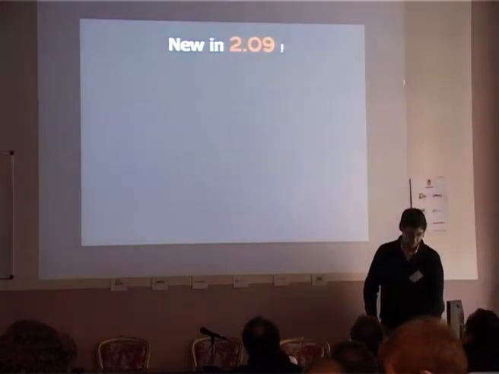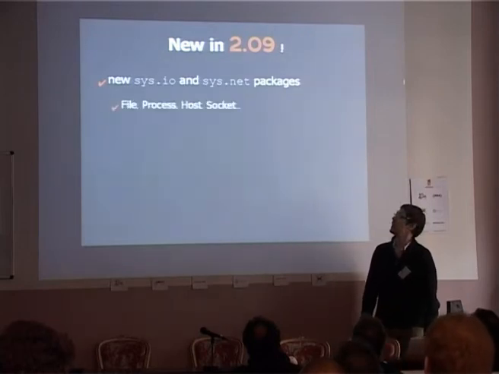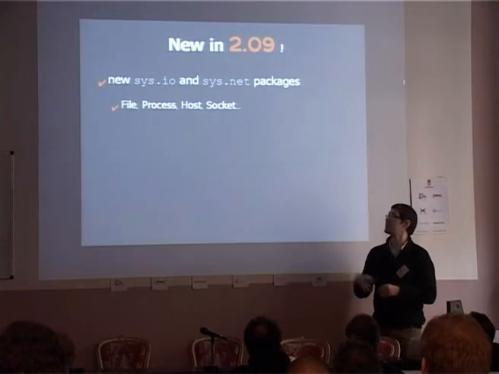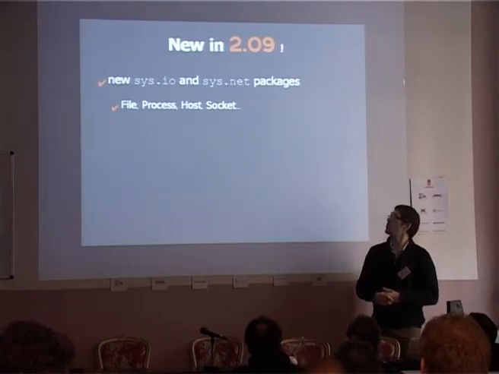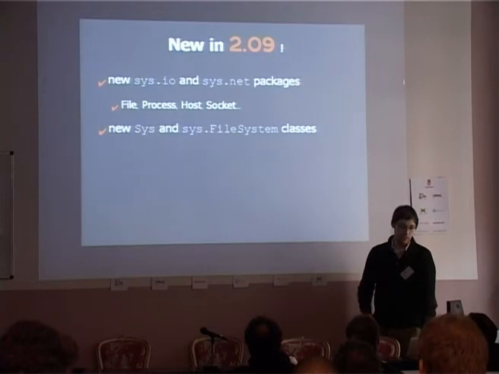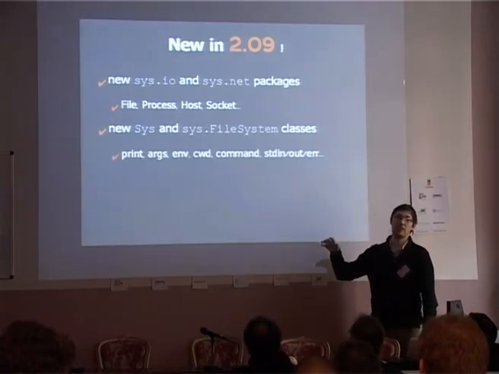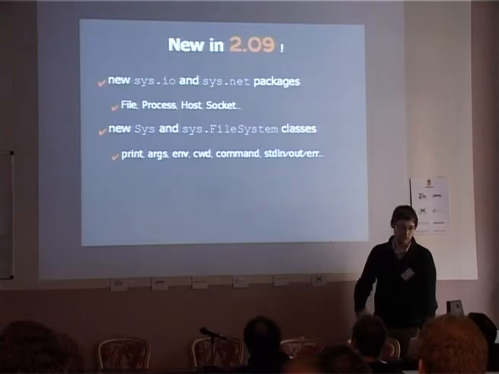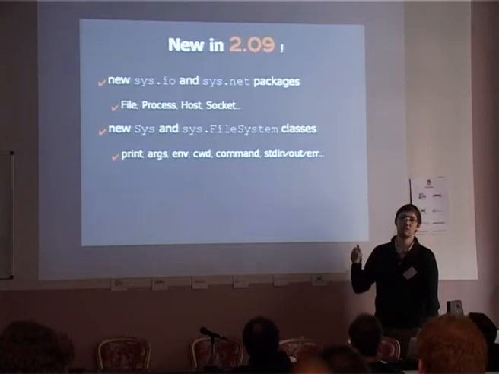Something also useful: we have new sys.io and sys.net packages. Before, we had one package for each system API: neko.io, neko.net, cpp.io, cpp.net, and php.io, php.net. And there are actually more system platforms coming, so we want to clean that up. So we have one single sys.io and sys.net package that contains everything for file access, process handling, hosts, sockets, everything. We also have a new Sys top level class and a sys.FileSystem class that provide a lot of things such as printing, access to the command line arguments, environment, current working directory, calling commands, and getting the standard output, input and error. So all of these are system APIs. If you are working in C++, PHP, or Neko, and later in Java and C#, you will be able to access all of these with the same API.